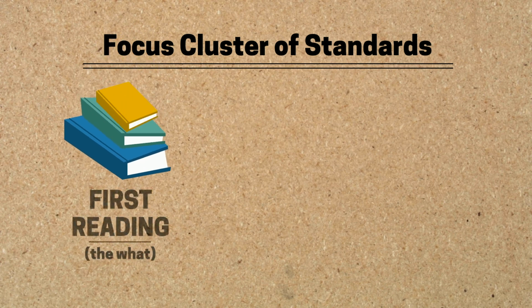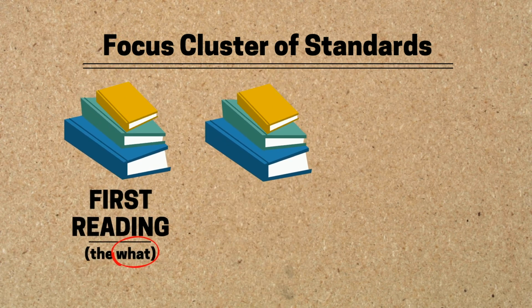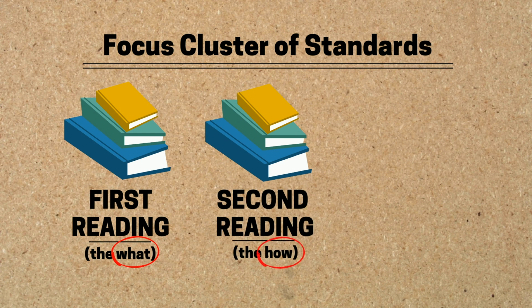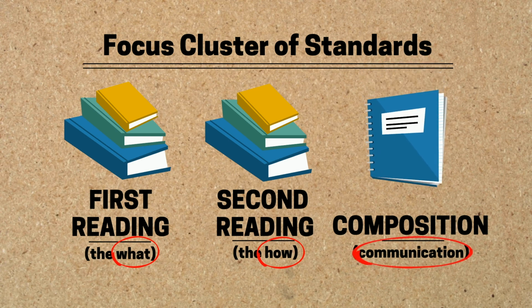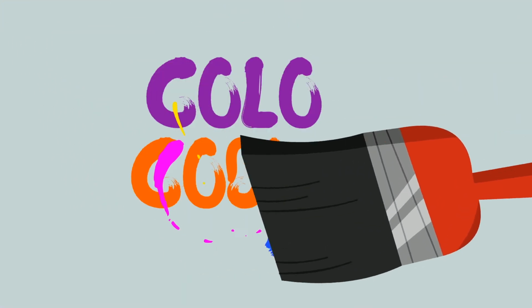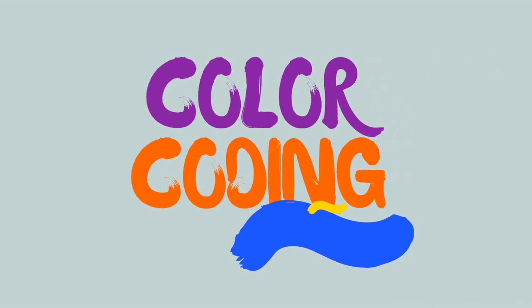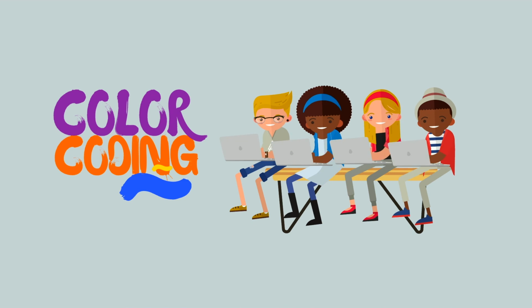Remember, the first reading standard articulates what it is your students are thinking about. The second reading standard articulates how your students are doing that thinking. And the composition standard lets the students know how to communicate that thinking. Color coding should become a seminal process not only when you are writing your own prompts, but also when you distribute them to your students.